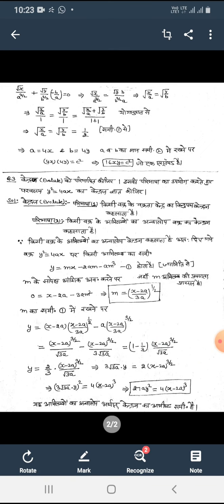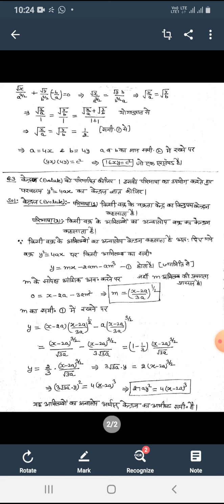We find that root x upon a raised to power 3 by 2 plus root y upon b raised to power 3 by 2 into minus b upon a is equal to 0, which implies that root x upon a raised to power 3 by 2 is equal to root y into b upon b raised to power 3 by 2 into a, which implies that root x upon a is equal to root y upon b.